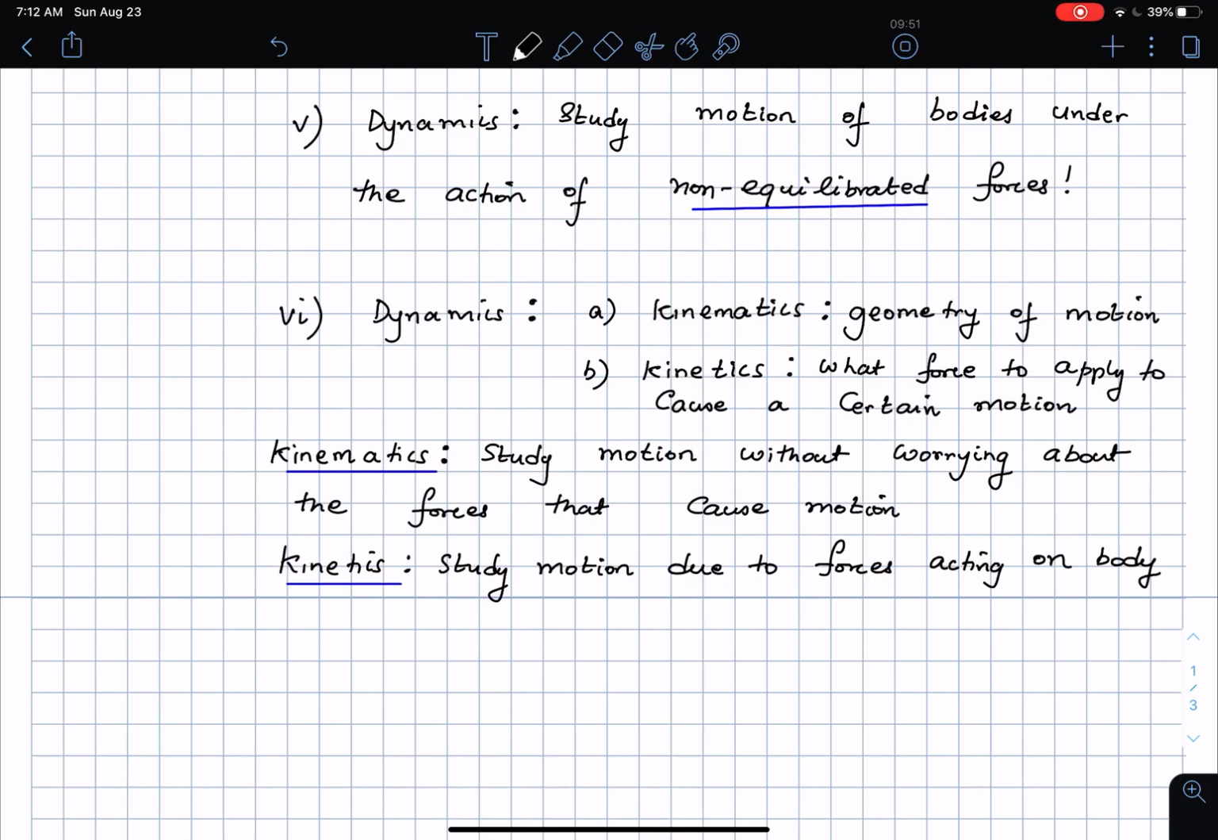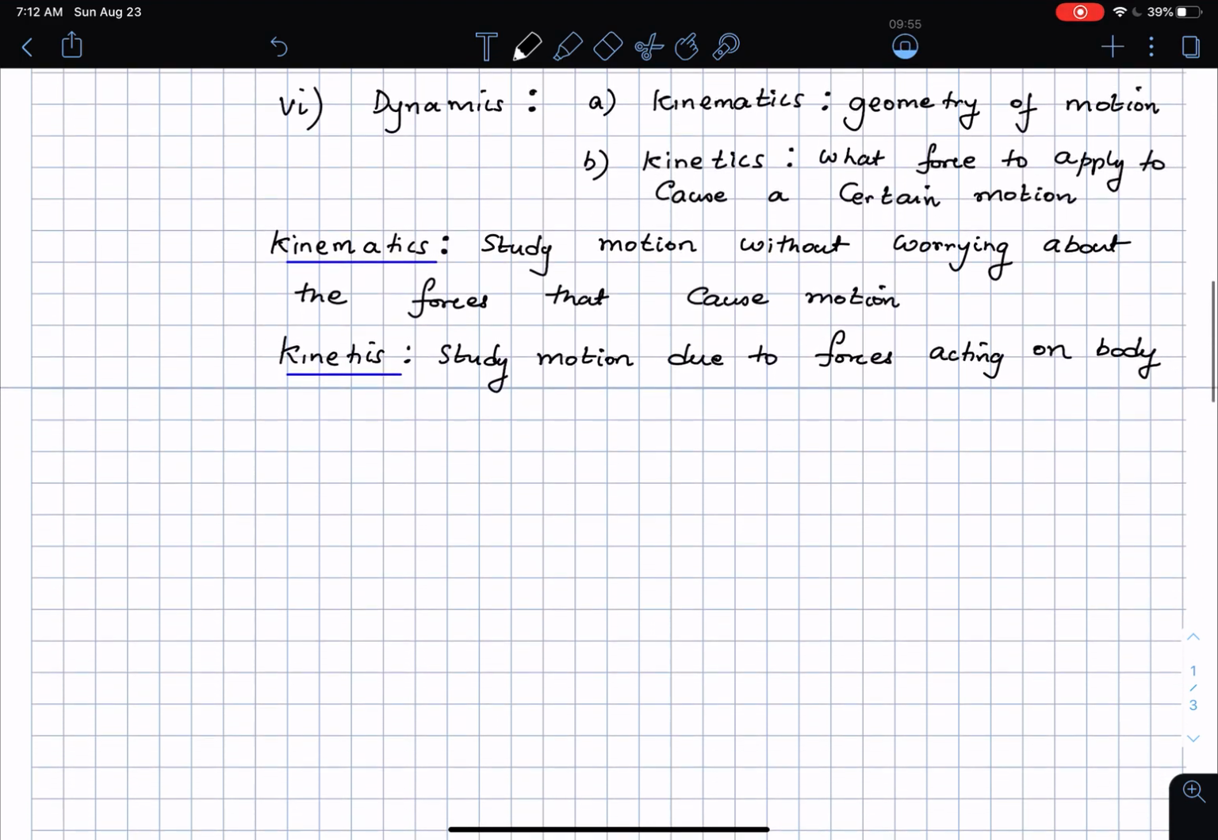Okay, so we come to the structure of our course. The overall structure of our course is as follows. We can divide this course into four parts. In the first part, we will be looking at the kinematics of particles. Then we will be looking at the kinetics of particles. Then we look at the kinematics of rigid bodies. And then lastly, we look at the kinetics of rigid bodies.